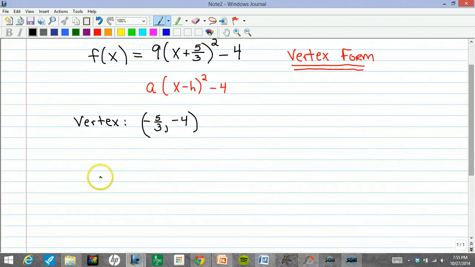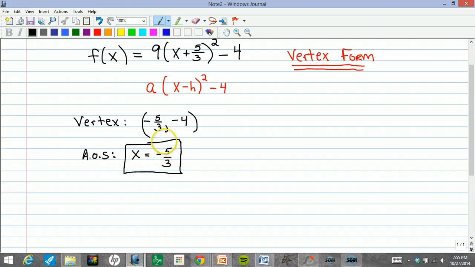Well, now that we have our vertex, we can easily write the axis of symmetry. The axis of symmetry passes through the x coordinate of the vertex. So in previous videos we used the axis of symmetry to find the vertex, but in this case we use the vertex to find the axis of symmetry. Alright, so let's box our key features. That's the axis of symmetry. This is our vertex.